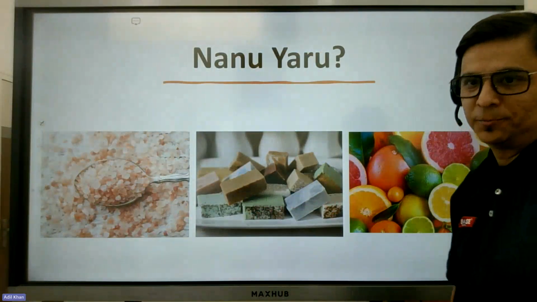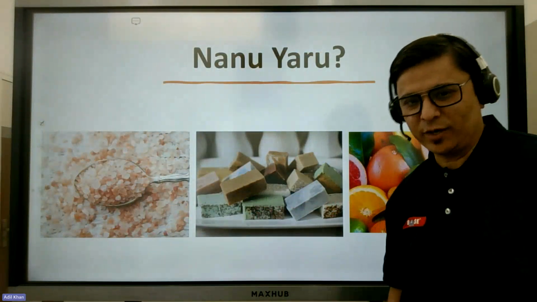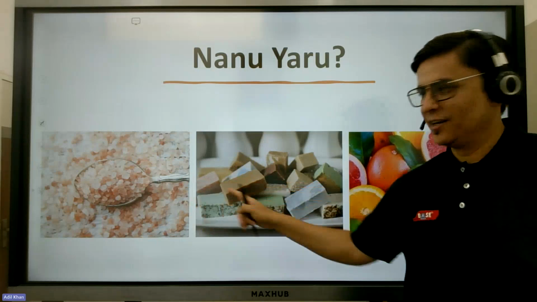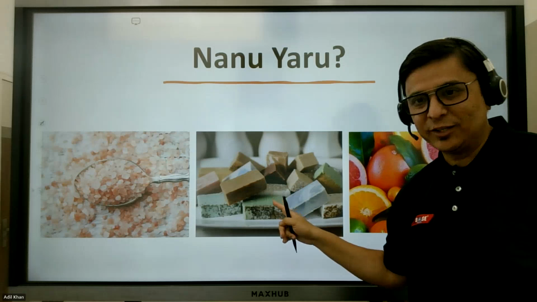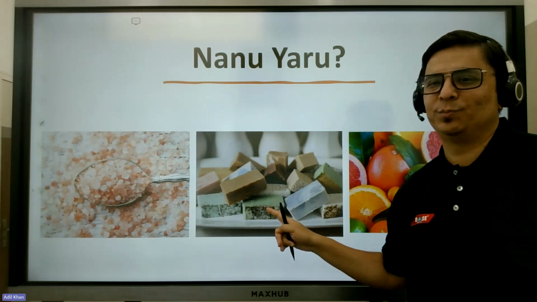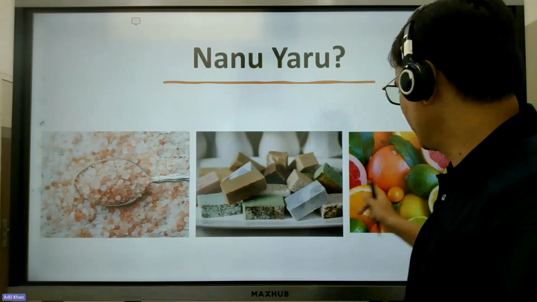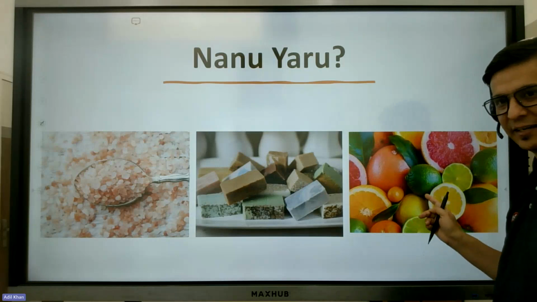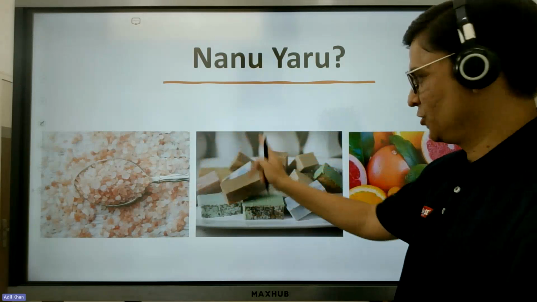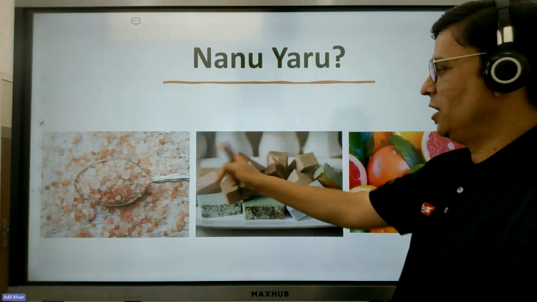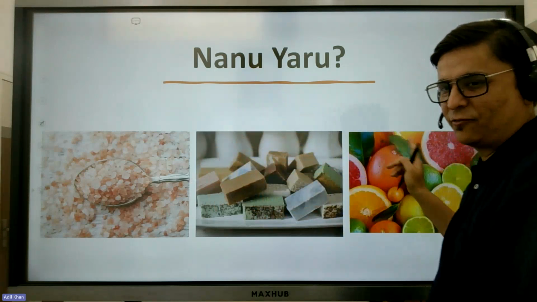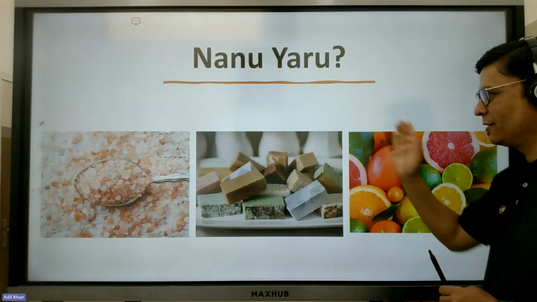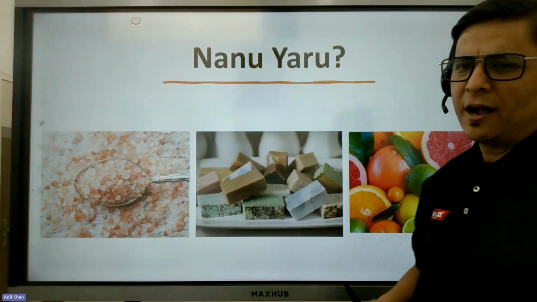So, who am I? What do you think? What is this? Himalayan salt, pink salt, correct. What is this? Tea chocolate? No. It is soap. And what is this? Fruits. Which fruits? Citrus. Correct. So that is salt, this is soap and this is fruit. So salt, soap contain bases and fruit contain acid. So the next topic in this session is acid, bases and salt.